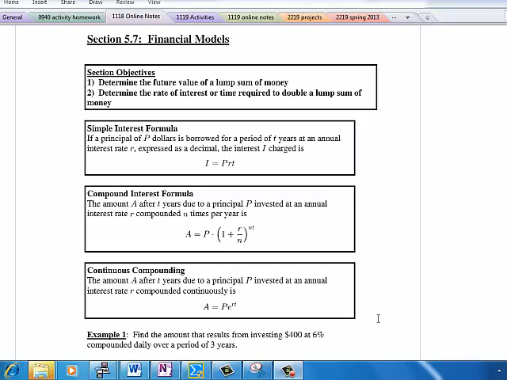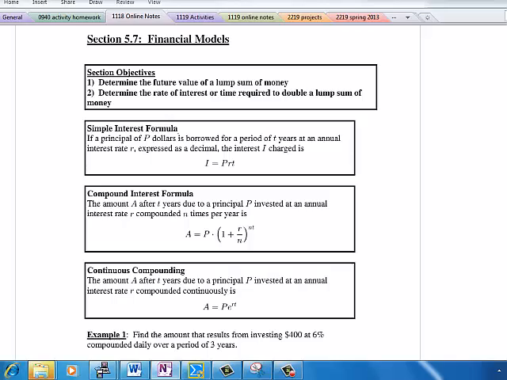In this video, we're going to look at some financial applications of exponential functions. We have two objectives. First, determine the future value of a lump sum of money, and then also determine the rate of interest or time required to double a lump sum of money. We'll have three formulas to be working with.